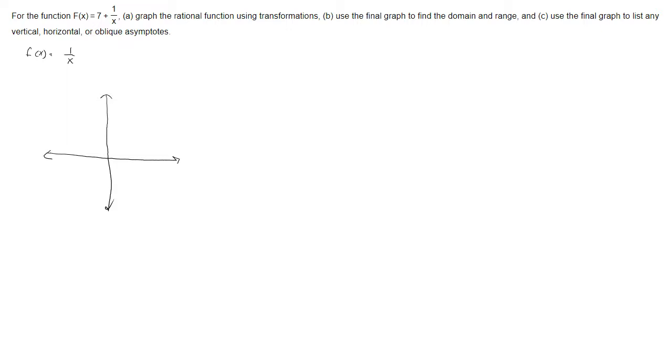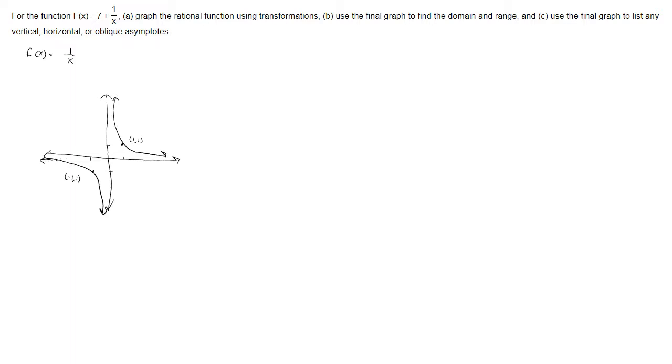And 1 over x is a function that looks like this. It goes through this point 1, comma 1. And it looks like this in the first quadrant. And it also goes through the point -1, comma -1. And it looks like this in the third quadrant.